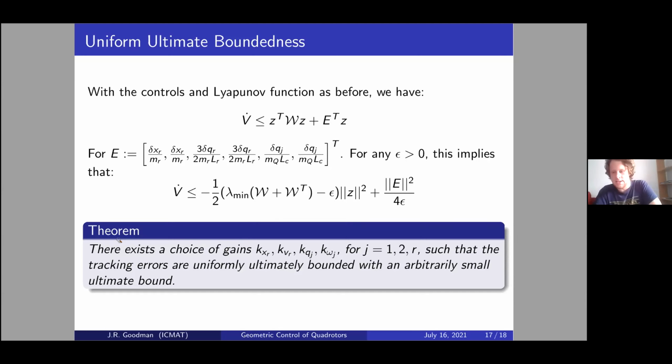We can't guarantee exponential stability in this case because we have this constant error term here. But at the very least, we can guarantee uniform ultimate boundedness for some choice of gains. And in particular, if we take these gains sufficiently large or just choose them appropriately in general, we can guarantee that this ultimate bound can be arbitrarily small. So we can converge to an arbitrarily small neighborhood around the origin.